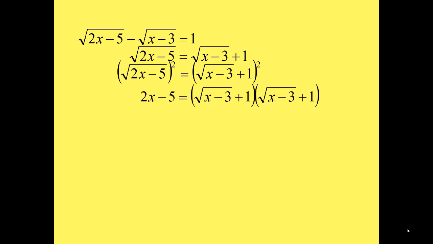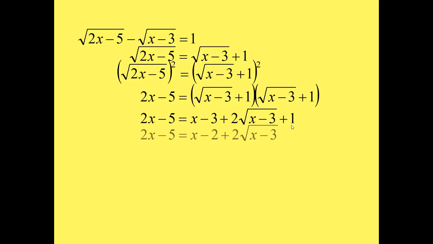Now when I square this binomial on the right, it gets a little ugly, but just take your time and FOIL it out. So what happened here is I have the square root of x minus 3 times itself, and that's like squaring it, so it gets rid of the radical, so that's where this x minus 3 comes from. And then I have x minus 3 times 1 and 1 times x, square root of x minus 3, so there's 2 of them, and then 1 times 1 is 1. It's a perfect square trinomial.